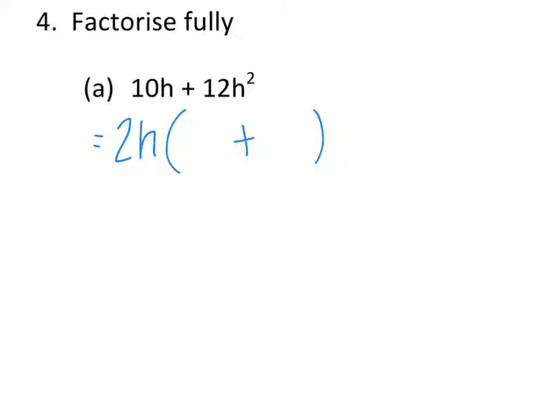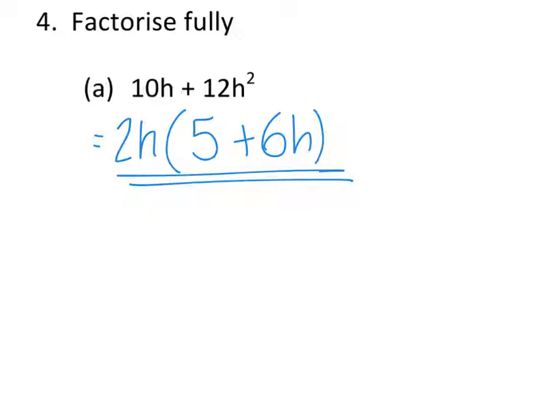So we need 2h times something to give us 10h, so that's 2h times 5. And then 2h times something to give us 12h squared, so that would be 6h. We've taken out our highest common factor and fully factorised our question. That's our answer.